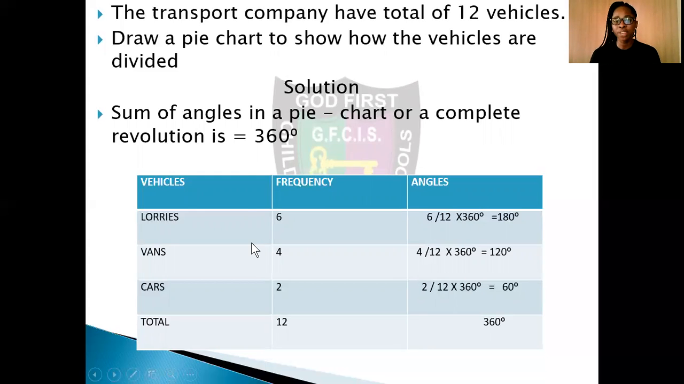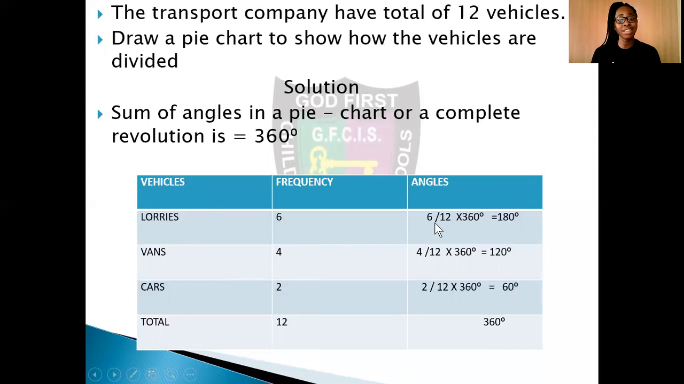Before we can draw a pie chart, we must know how to divide the variables or the angles into sectors. For us to know the angle that each variable represents, we must divide the circle or the pie chart into sectors. Now the first one, we have the lorries. We have 6 lorries as frequency. And don't forget that the total number of vehicles is equal to 12.